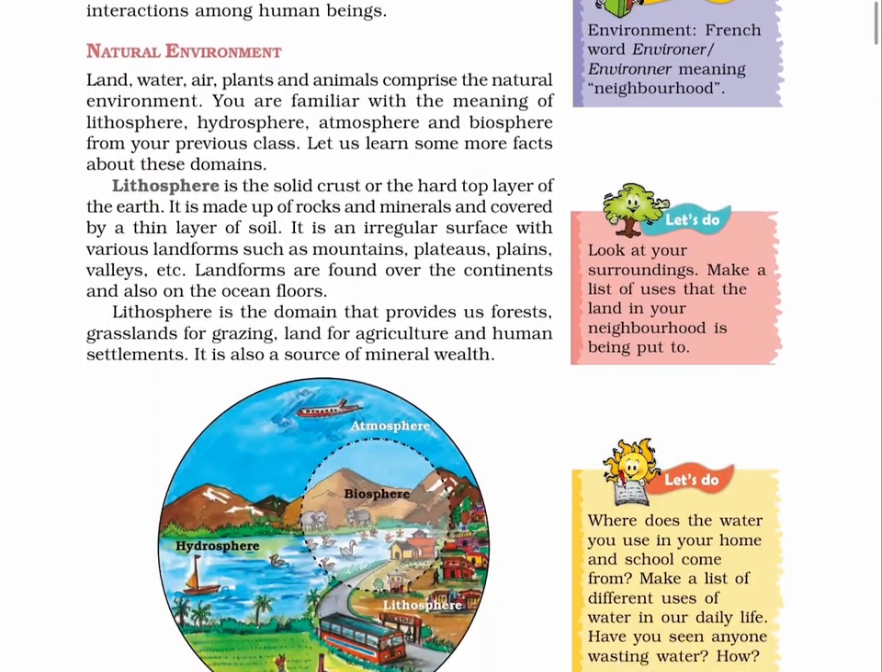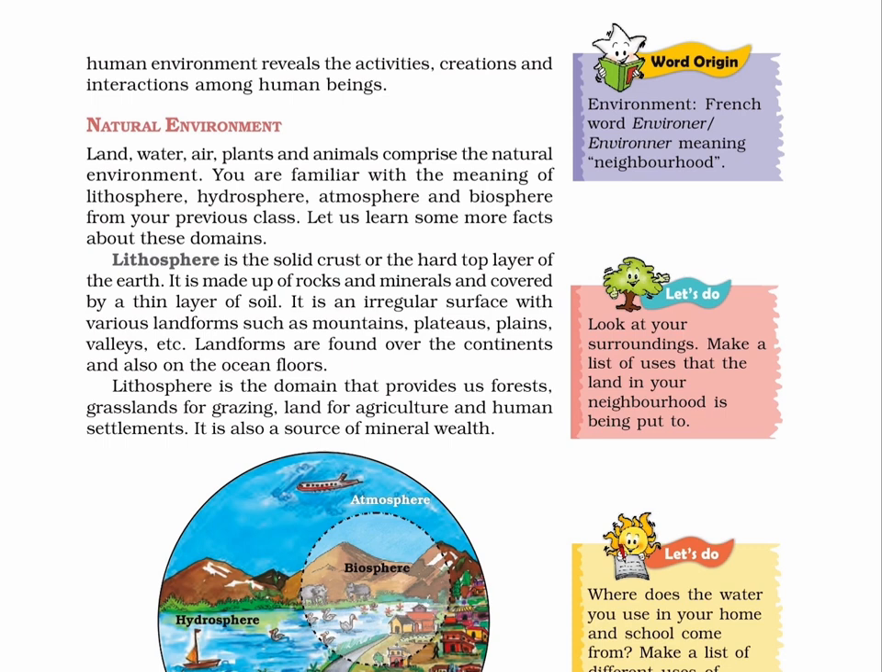Page 3. To the right corner of the page, we have the word origin of this word, environment. It comes from the French word environner, meaning neighborhood. Below that we have a small activity entitled Let's Do. It says, look at your surroundings. Make a list of uses that the land in your neighborhood is being put to.